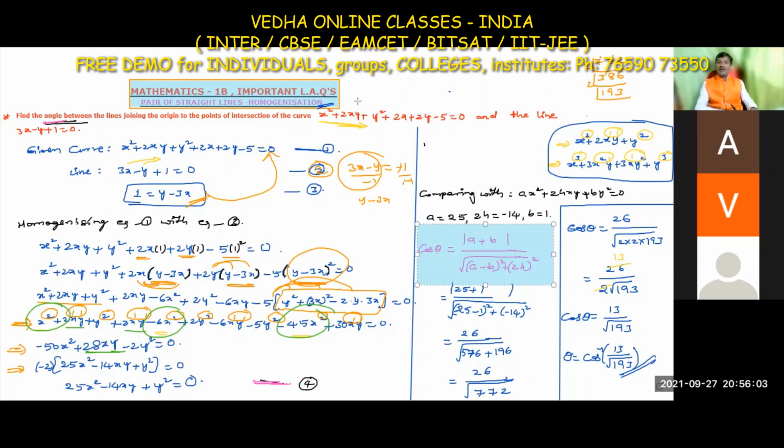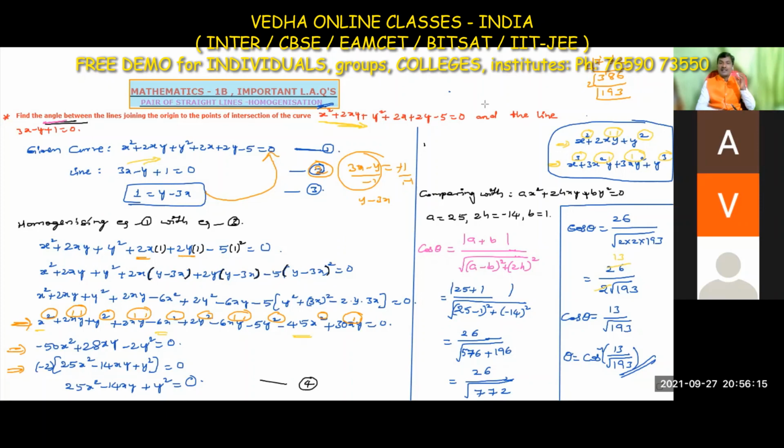Do you have any doubts, anybody till here? Sir, how did you get ax square plus 2hxy plus by square is equal to 0? Yes, from where? That is a formula, like a plus b whole square, a minus b whole square. It is the homogeneous pair of straight lines formula. We need to remember that formula.